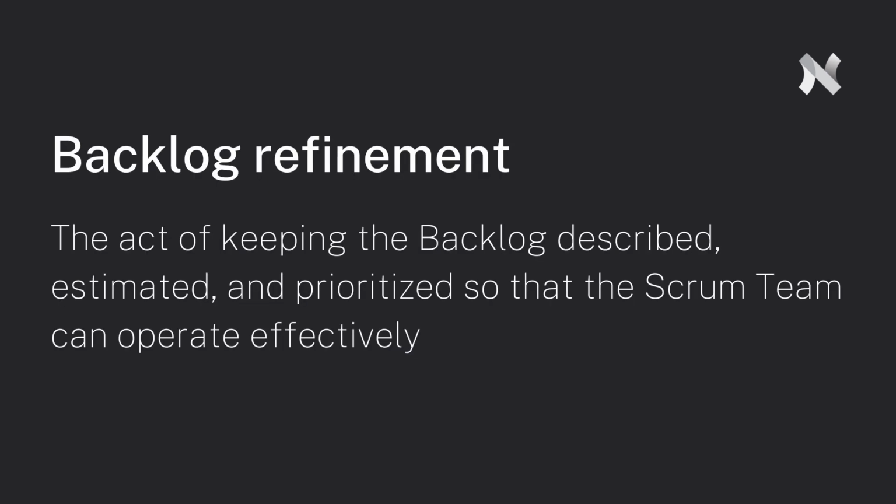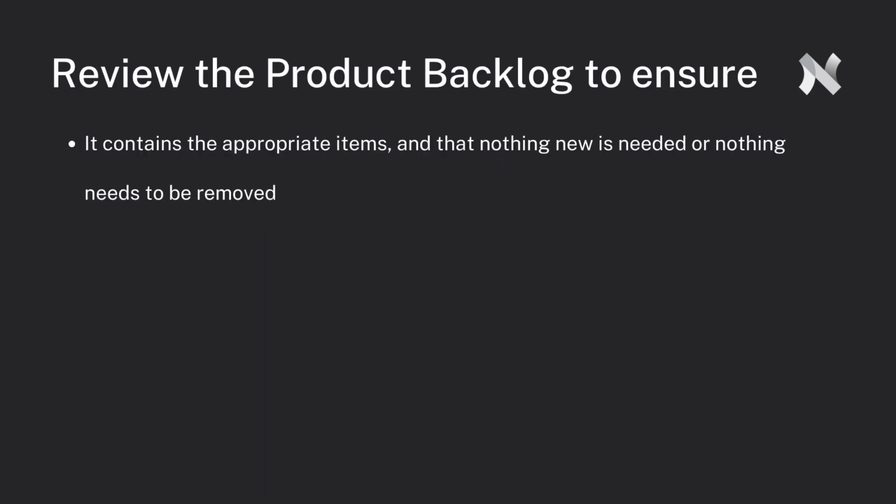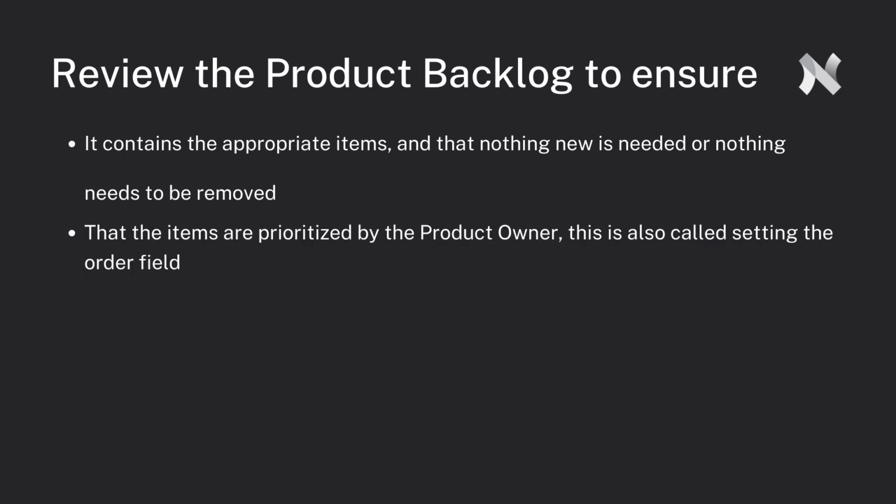Backlog refinement refers to the act of keeping the backlog described, estimated, and prioritized, so that the Scrum team can operate effectively. After the product owner has added the backlog items with a description and a value statement, they do backlog refinement. It is when the product owner and some or all of the Scrum team review the backlog to ensure it contains the appropriate items and that nothing new is needed or nothing needs to be removed. That the items are prioritized by the product owner. This is also called setting the order field.